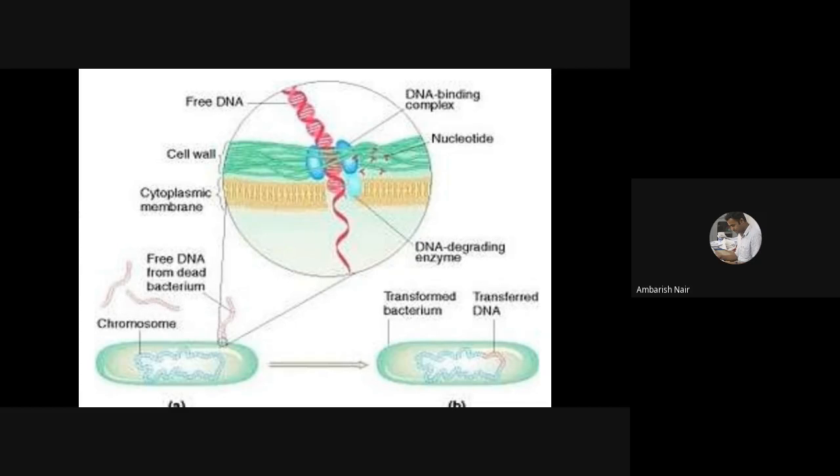This is the way how the things are happening. When a bacterium collides with double-stranded DNA outside, what happens? The whole double-stranded DNA won't enter. There will be receptors for DNA binding. There will be a DNA binding complex protein on the surface of a recipient cell. So the double-stranded DNA will bind there.